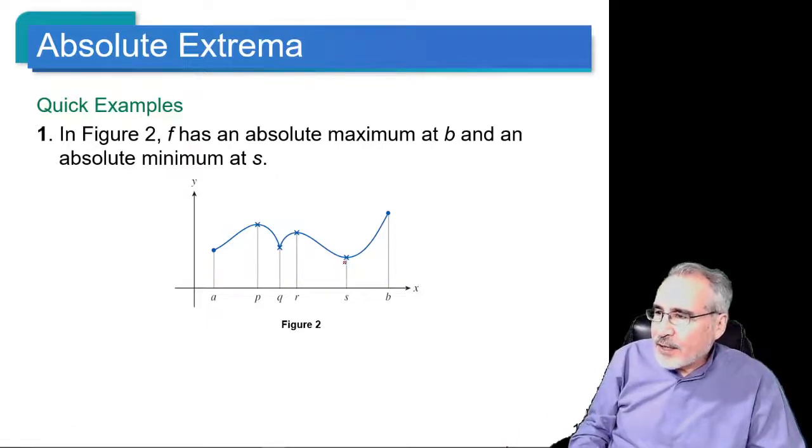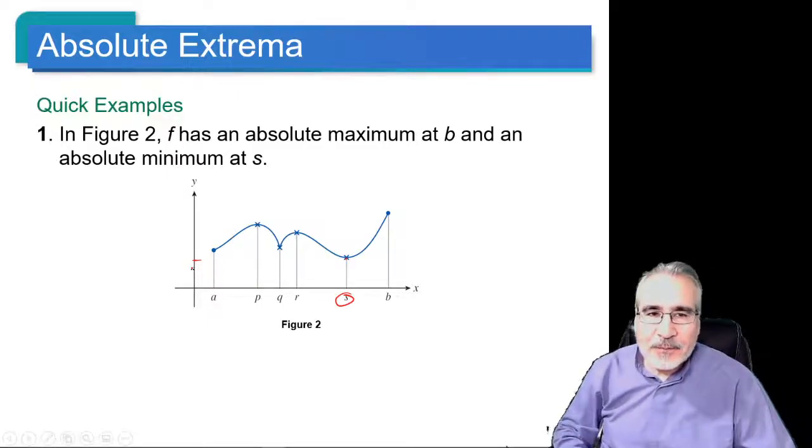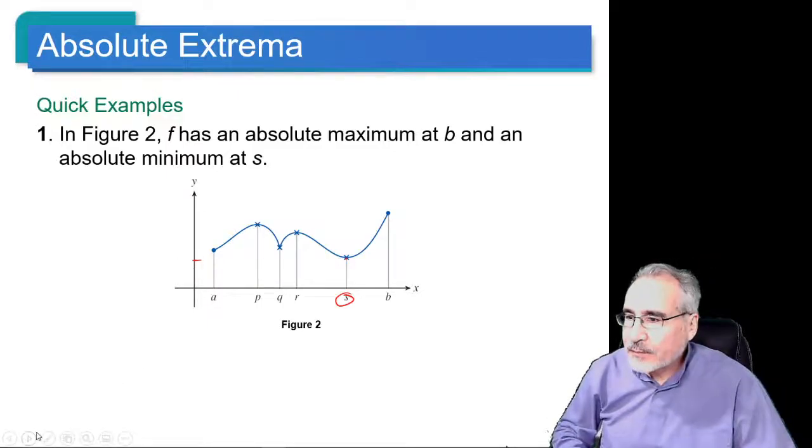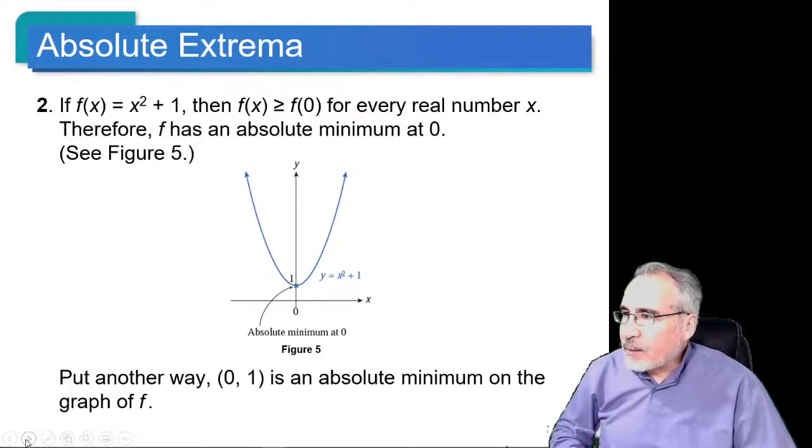If we do that, we see that an interior point S actually ends up being the lowest y value of the whole thing. So we get a minimum at S, and if we label this point over here, we'd have its y value. Okay? We just kind of keep going through this.